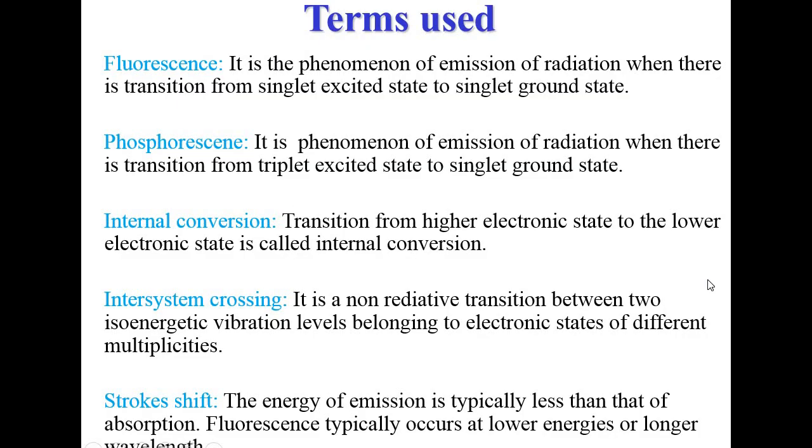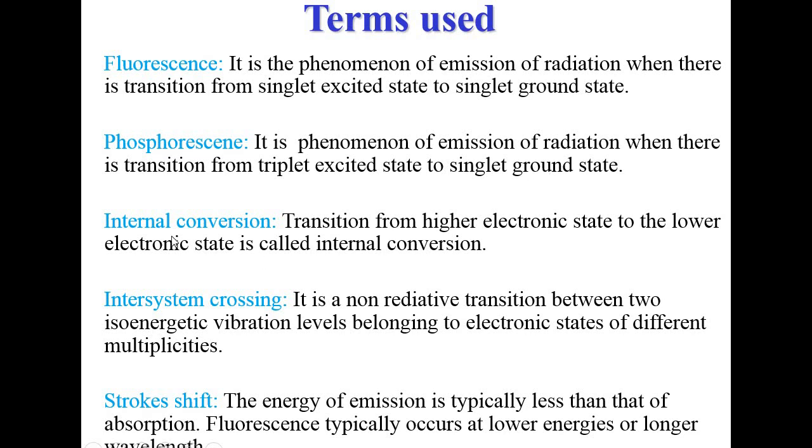Now what are the other important terms which are used? The first important term is fluorescence, and it is the phenomenon of emission of radiation when there is a transition from singlet excited state to singlet ground state. The next important term is phosphorescence, and it is the phenomenon of emission of radiation when there is a transition from triplet excited state to singlet ground state.